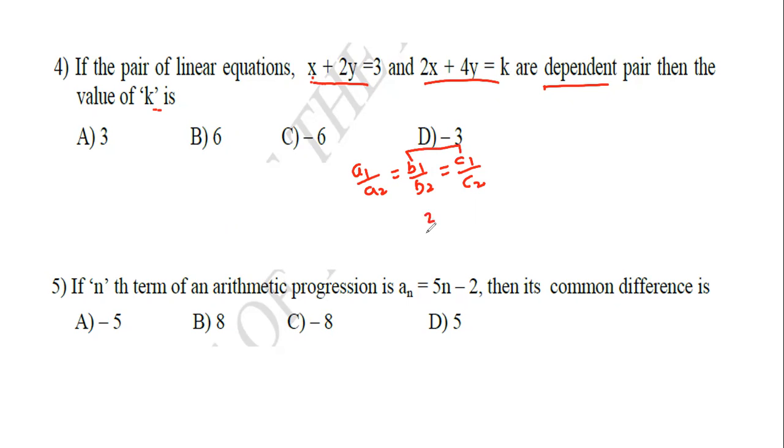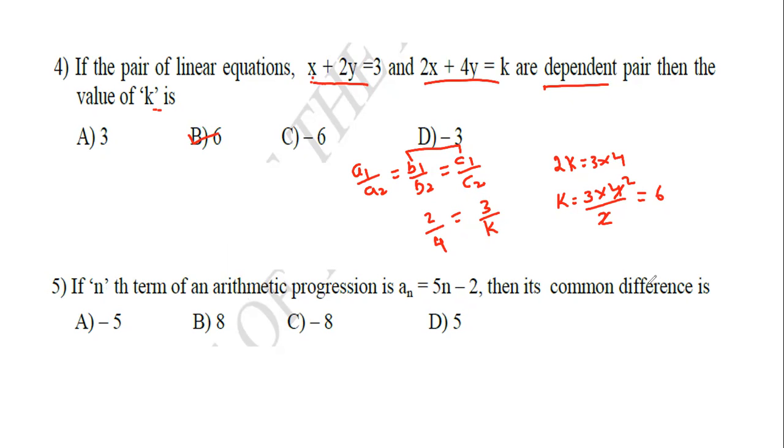Substitute b1 is 2 divided by b2 is 4, which is equal to c1 is 3 divided by c2 is k. Simplify this, you will get 2k is equal to 3 into 4. So k is equal to 3 into 4 divided by 2. 2 ones are 2, 2 twos are 4, 3 twos are 6. So which option is right? Option B is correct.